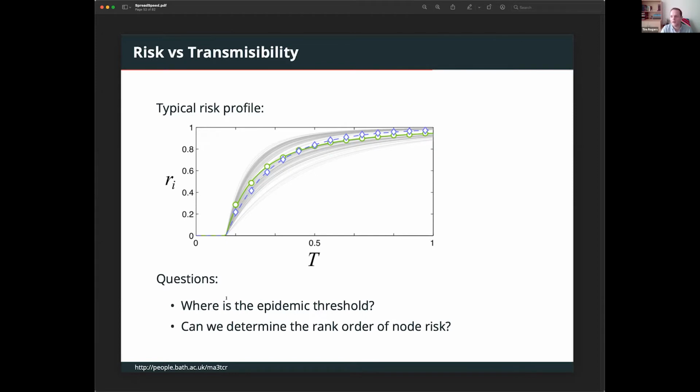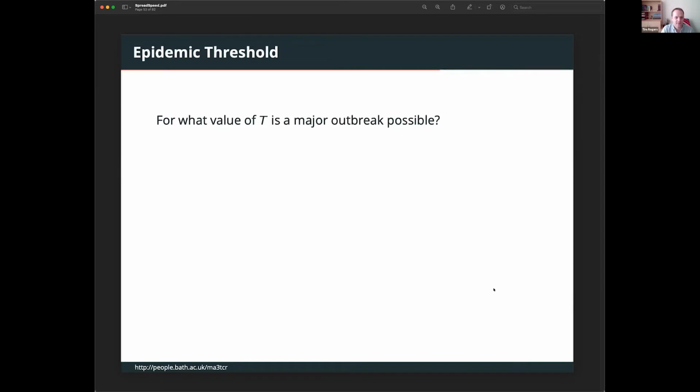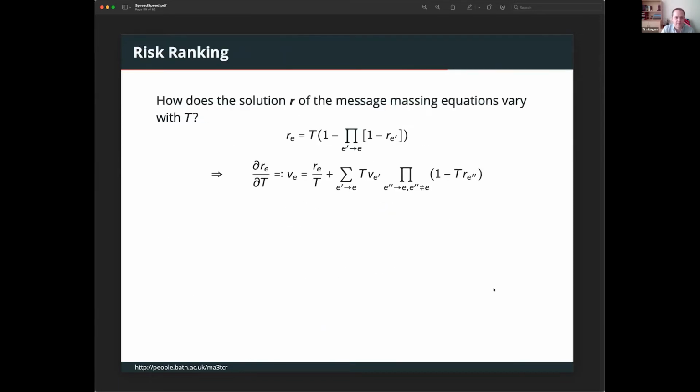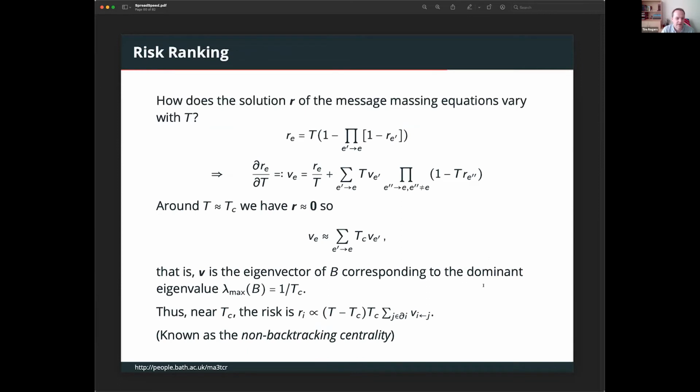So I'm looking at time. I've only got a quarter of an hour. I'm not going to show you how I did it. You'll have to read the paper to find out how. I'm going to blast through these slides, but I'm going to answer these questions about the epidemic threshold and the rank order of risk. And it's all to do with stability of that system. So let's go away. It's a basic stability analysis. And here is the answer.